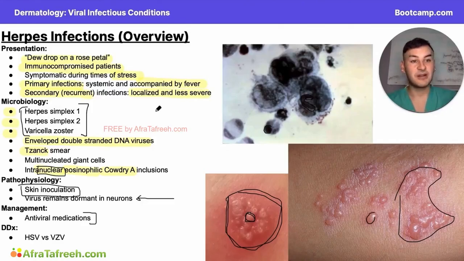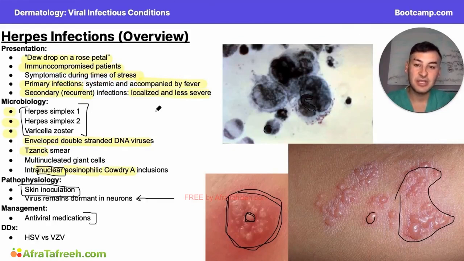Is this a primary infection? Is this a recurrent infection? Where is it located on the body? What type of activity or exposure have these people had? These are all ways that you can differentiate these different herpetic lesions on exam.